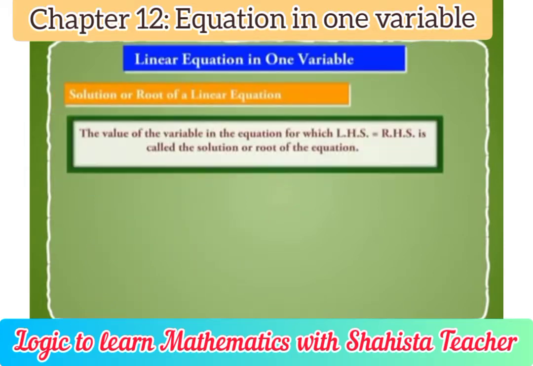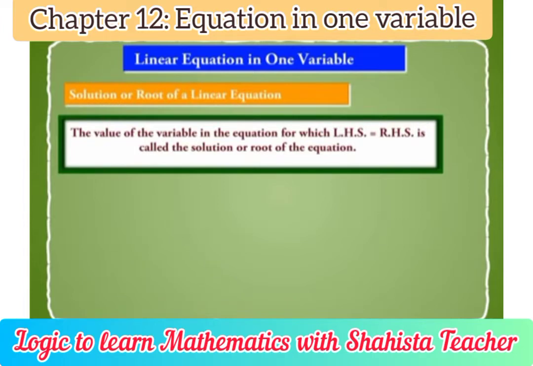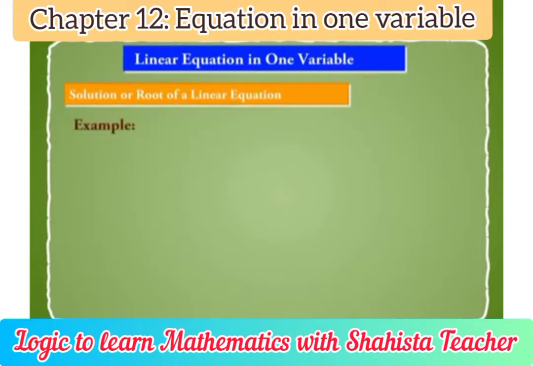This is an equation. The value of the variable in the equation for which LHS, that means left hand side, is equal to RHS, right hand side, is the solution of the equation. Now if we put x = 11, then 3x - 10 = 23. Here LHS is 3x - 10 and 23 is RHS.